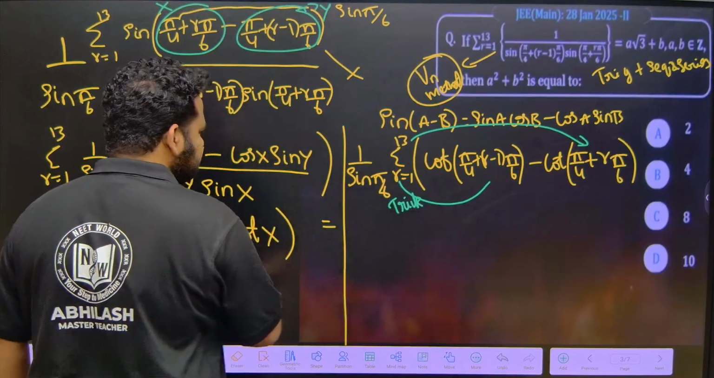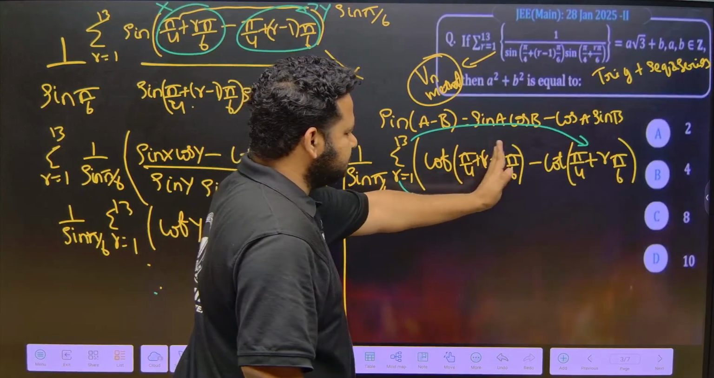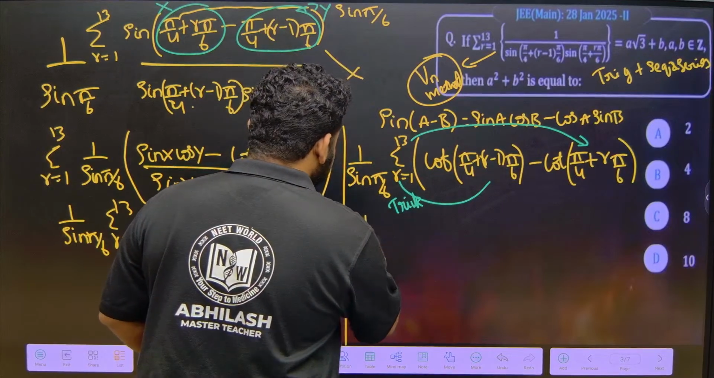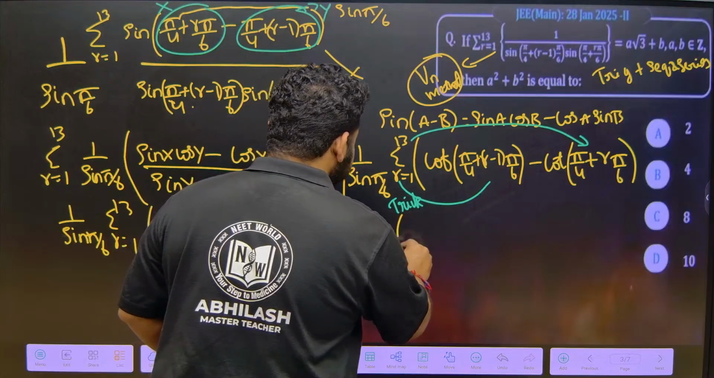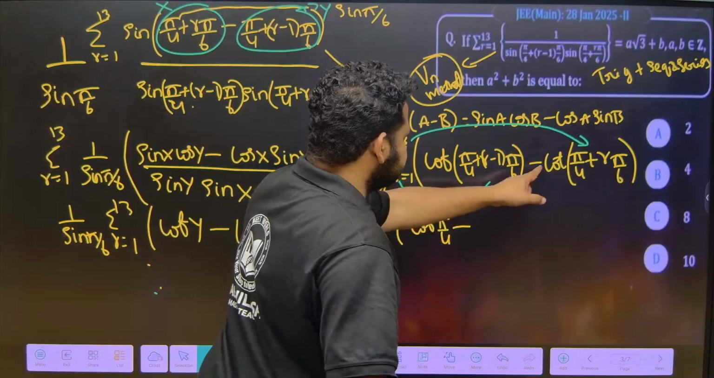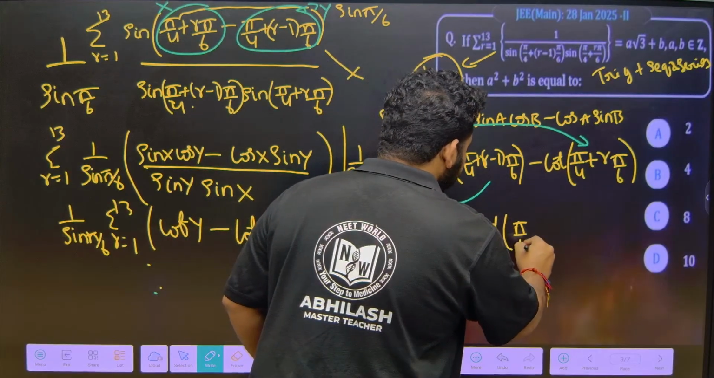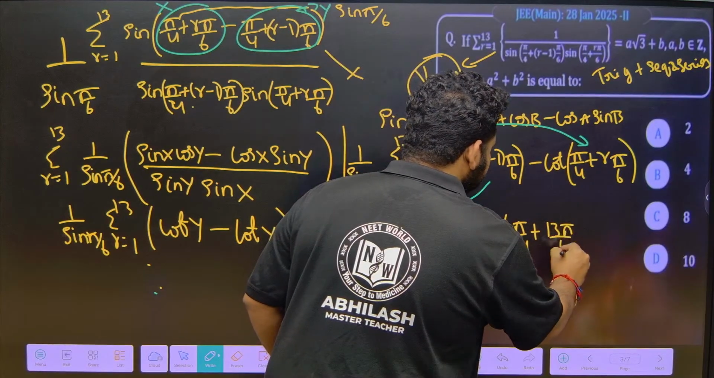See here, this will become what? If I put r is equal to 1, 1 minus 1 will become 0. So 0 times pi by 6, it will become 0 only. So I will have cot pi by 4. I will have 1 by sin pi by 6 into cot pi by 4, minus. This will become cot pi by 4 plus, r is equal to 13 means this will become 13 pi by 6.